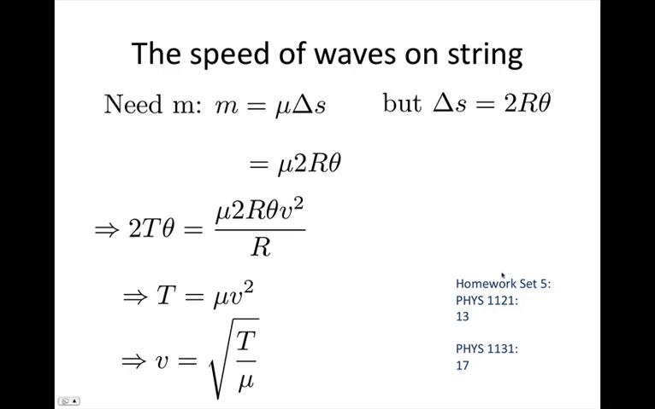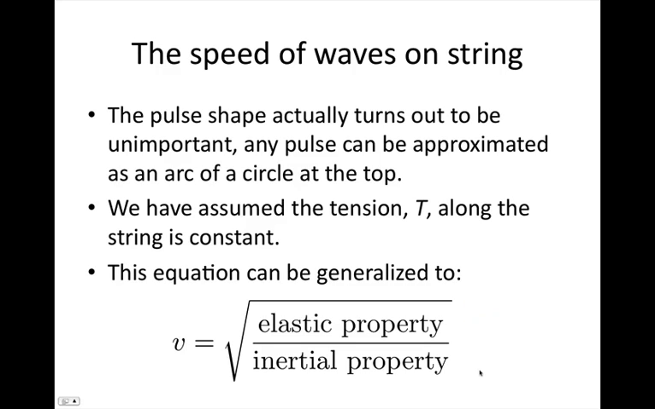To practice using it, you should try homework set 5. For 1121, try problem 13. 1131, try problem 17. Now, we assumed that this was a semicircular pulse. It actually turns out that the shape doesn't matter. Any shape can be approximated as a semicircle at the very top. So actually the pulse shape or the wave shape is unimportant. This equation holds for any wave shape.